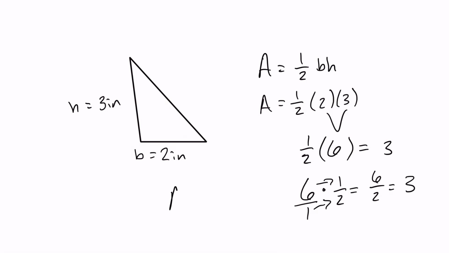Therefore, the area of this triangle is 3 inches squared. Recall that we are talking about an area of a shape, and therefore our solution needs to be squared. So again, the solution should be A is equal to 3 inches squared. And that is how we find the area of a triangle.